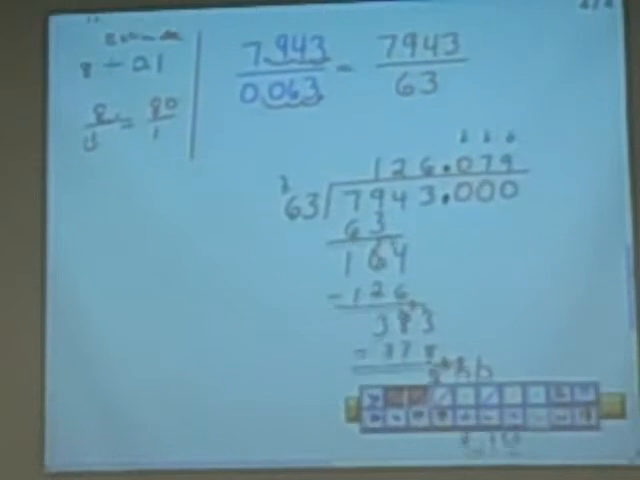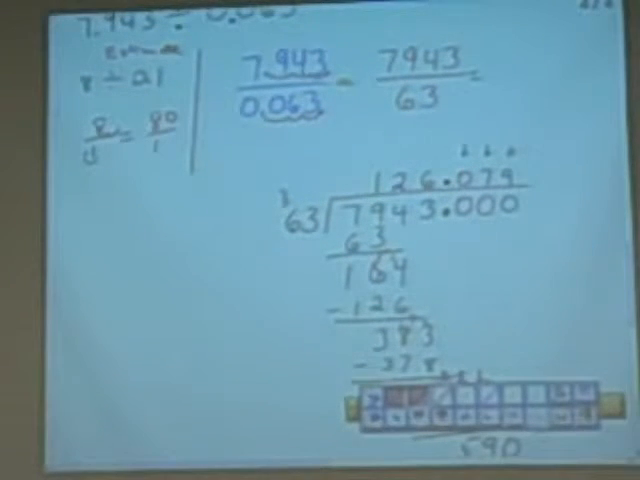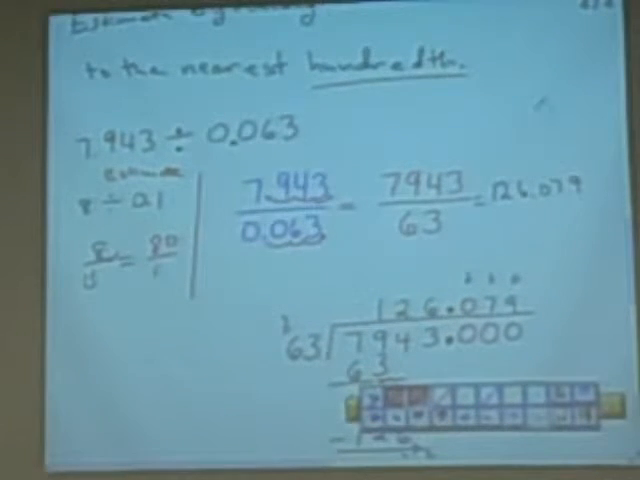So when we estimate, so now we've got 126.079, but we need to round to the nearest hundredth. So we have to draw our line after what? The 7, look at the 9, right? And so that means that our answer is going to be approximately equal to 126.08. And that's our answer.